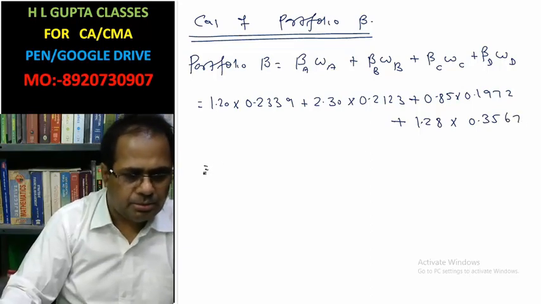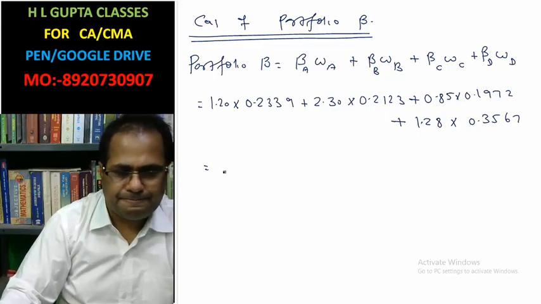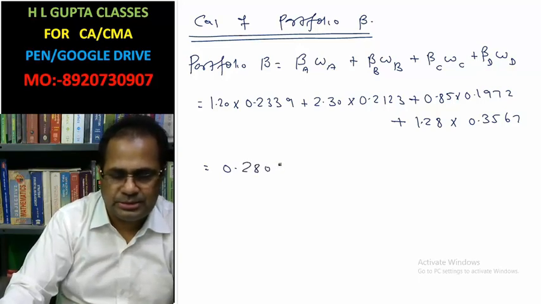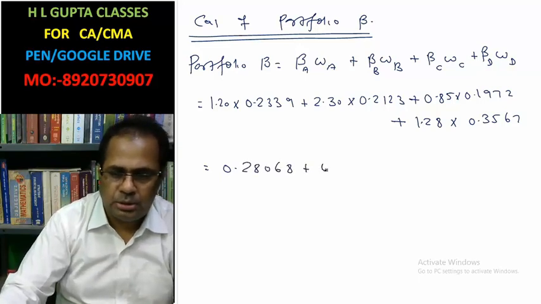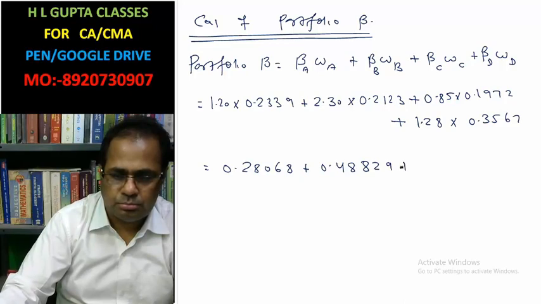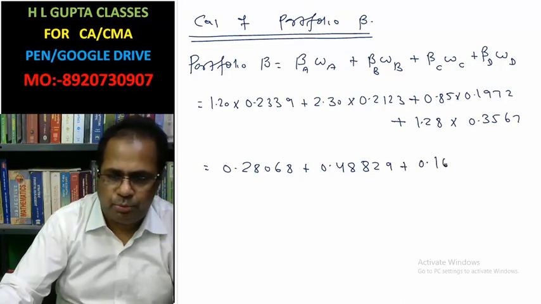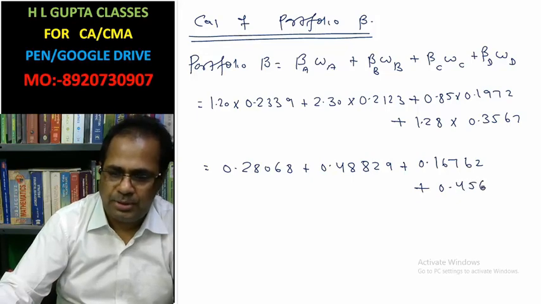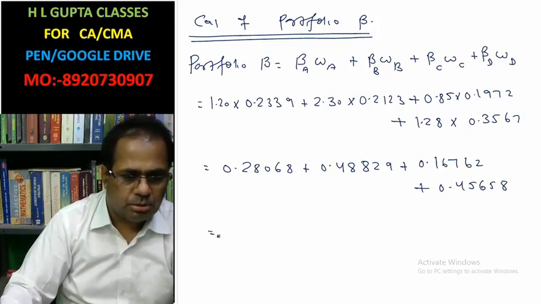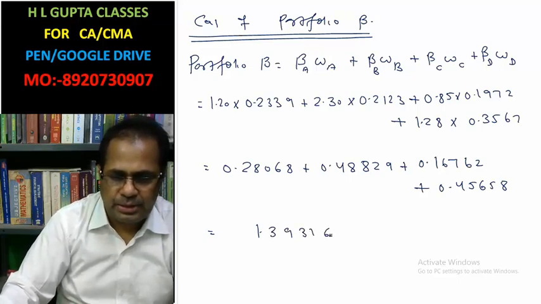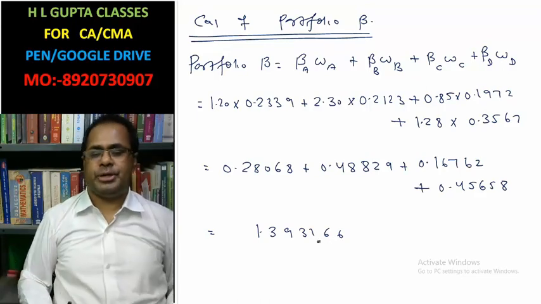Overall beta you have 0.28068 plus 0.48829 plus 0.16762 plus 0.45658, which gives 1.393166. This is your portfolio beta.